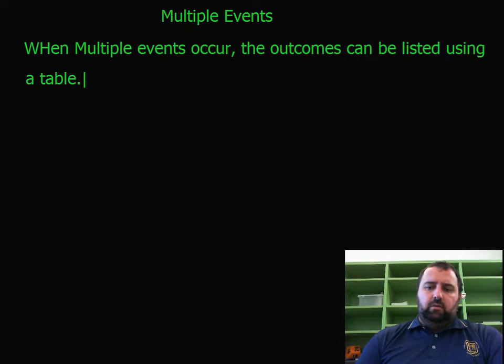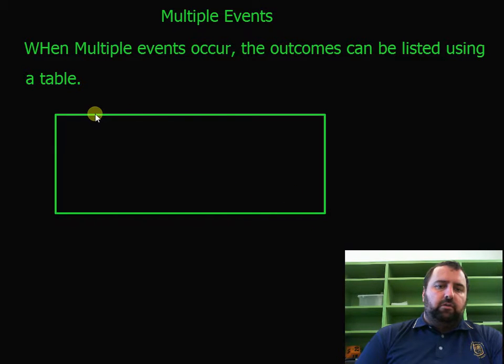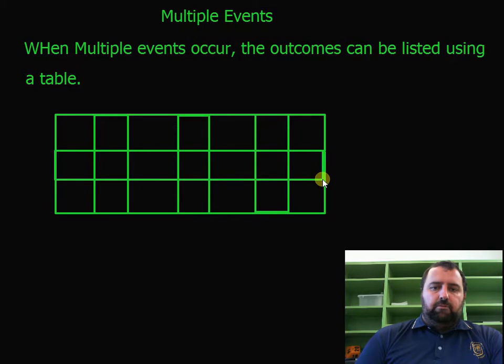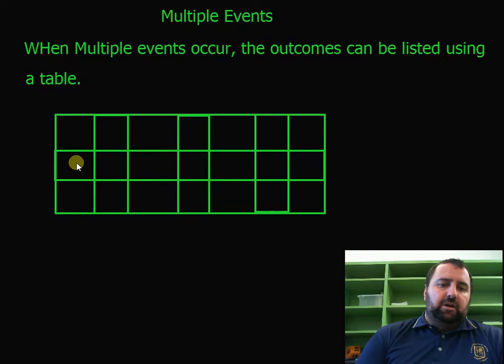So basically what we do, alright, is create a table. Now the number of rows and number of columns is dependent on the number of outcomes for each separate event. So what I am looking at here, 1, 2, 3, 4, 5, 6, 7 columns, and I'm going to do this as 3 rows. Okay, I'm going to do this as rolling a die and flipping a coin. All right, so the coin, there's 2 possible outcomes: heads and tails.